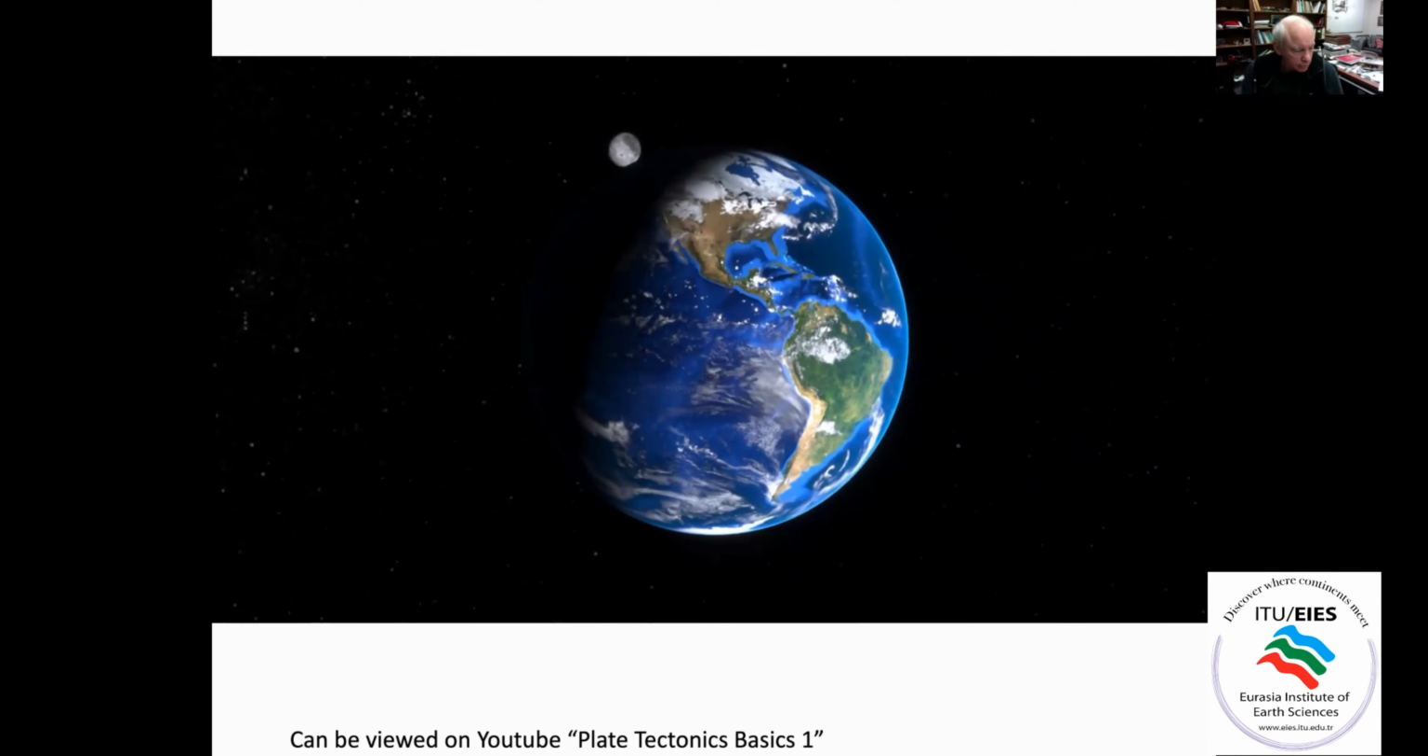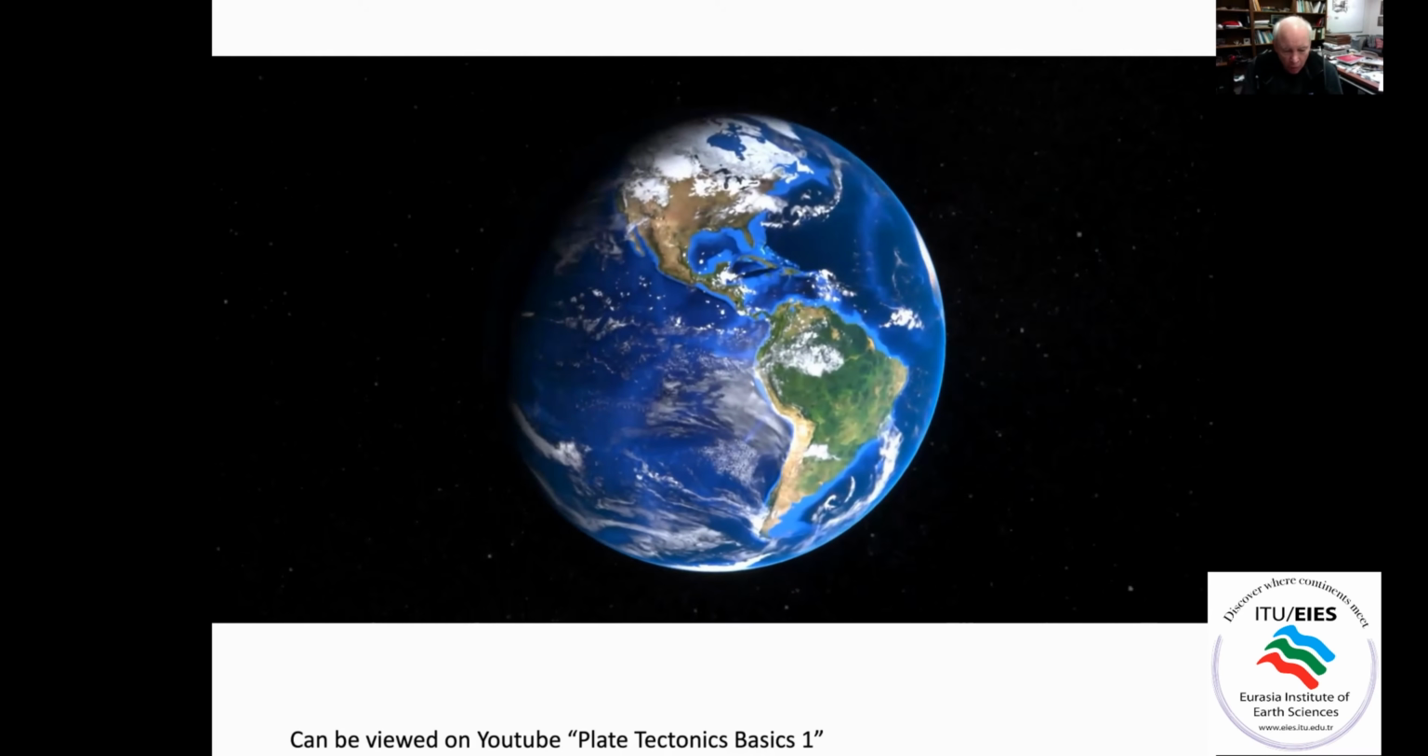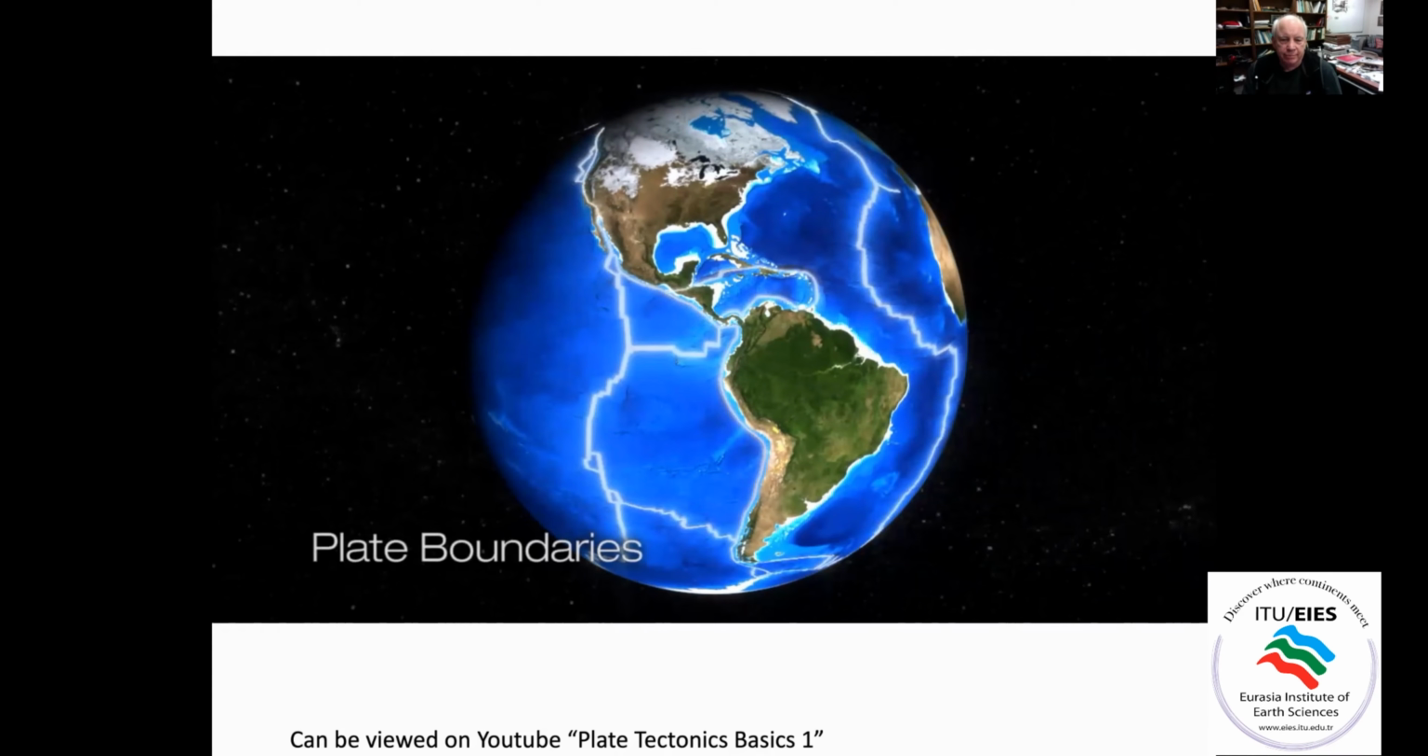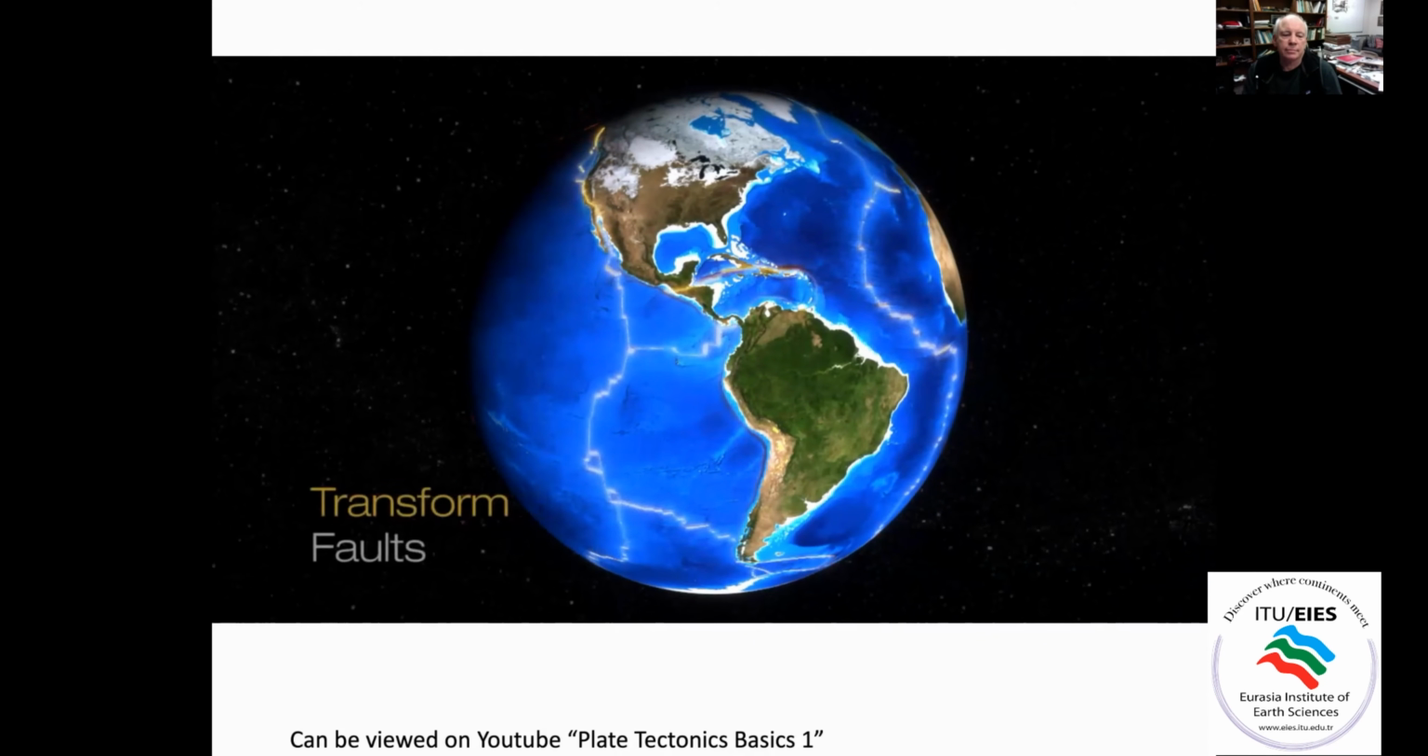The Earth's outer surface is divided into a mosaic of rigid plates by a network of plate boundaries. The boundaries are the main sites of plate tectonic activities. There are three types of plate boundaries: divergent plate boundaries, where two plates move apart; convergent plate boundaries, where two plates move towards each other; and transform faults, where two plates slide past each other.